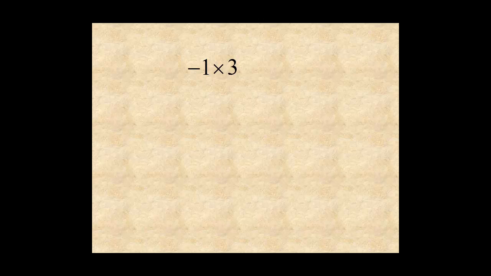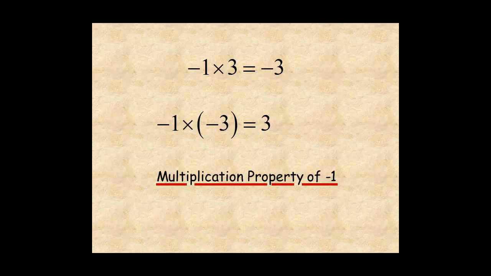Now, notice when you multiply 3 by negative 1, you get negative 3, the inverse of 3. So it would make sense that when you multiply negative 3 by negative 1, you get the inverse of negative 3, which is positive 3. This is the multiplication property of negative 1, which says when you multiply a number by negative 1, you get its inverse.